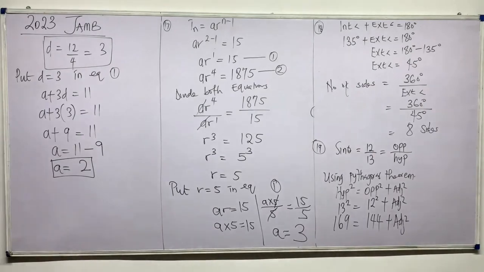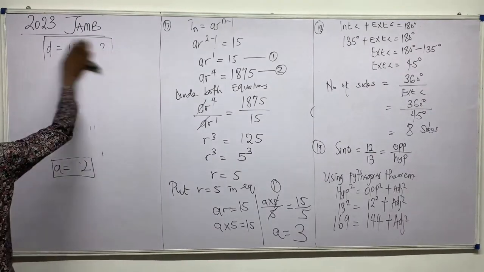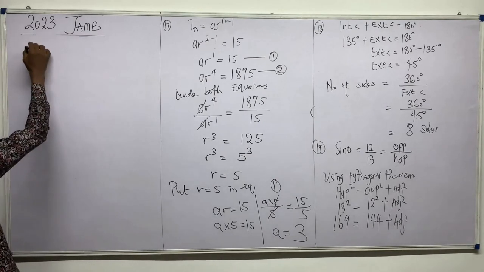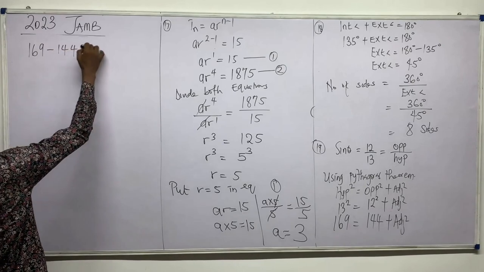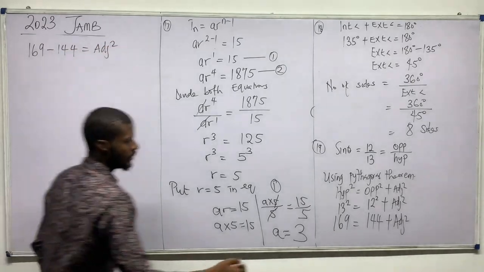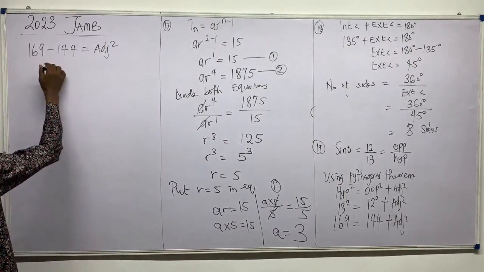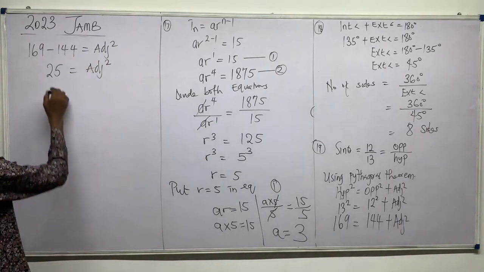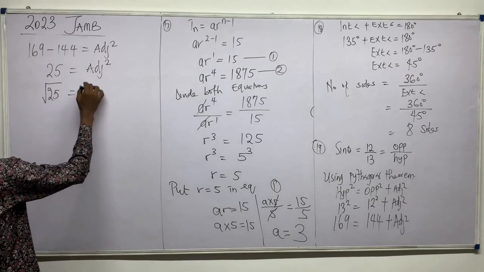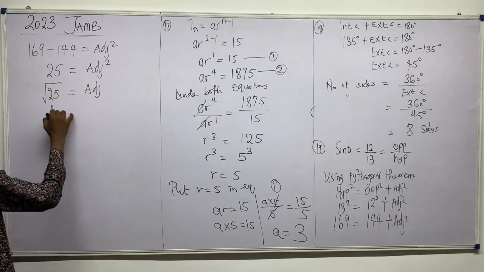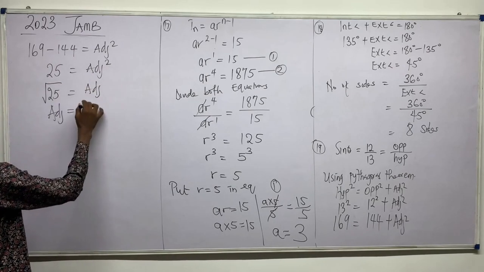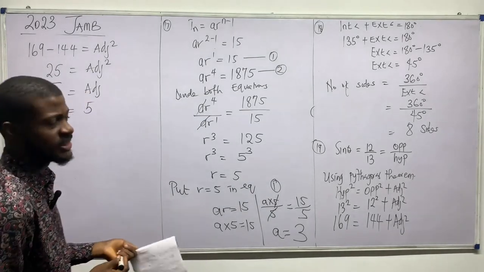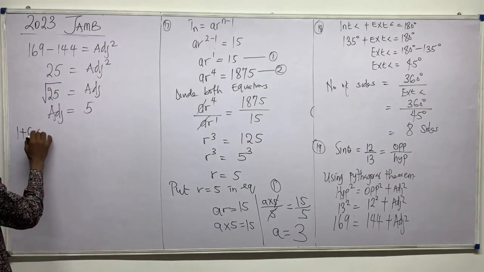Now the next thing I will do is to take 144 to the other side. So I'll have 169 minus 144 equal adjacent squared, because it becomes minus. So all this gives to us 25 is equal to adjacent squared. To remove the square, what do you do? Take the square root of the other side. So the square root of 25 will give us adjacent. It means our adjacent is equal to 5, because the square root of 25 is 5. Good. The question actually says, find 1 plus cos theta.